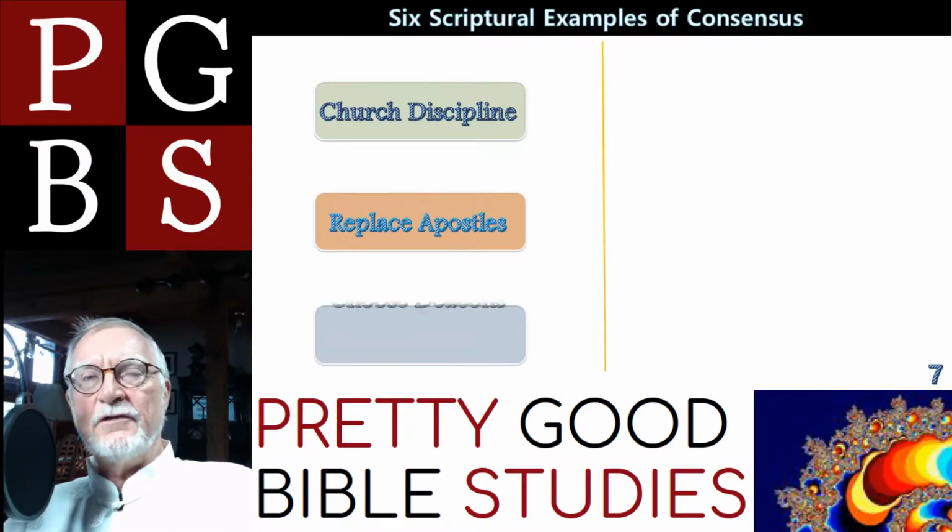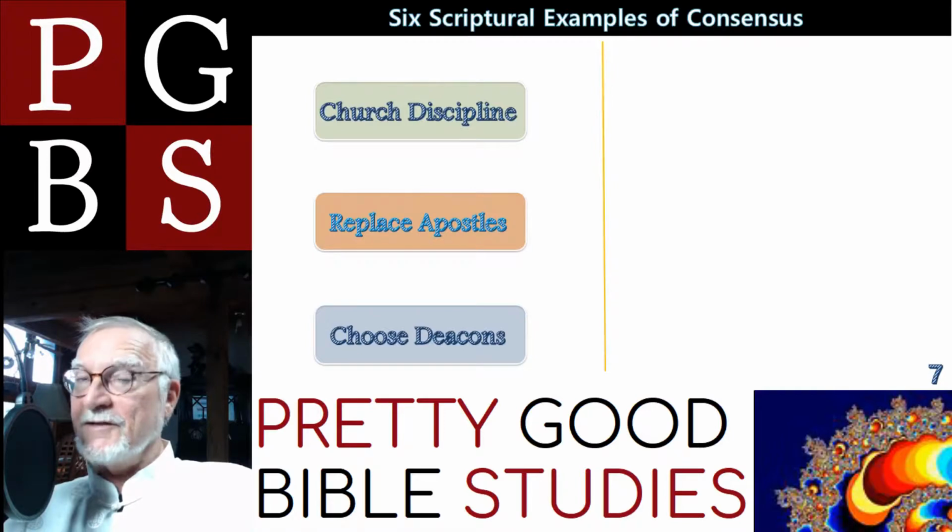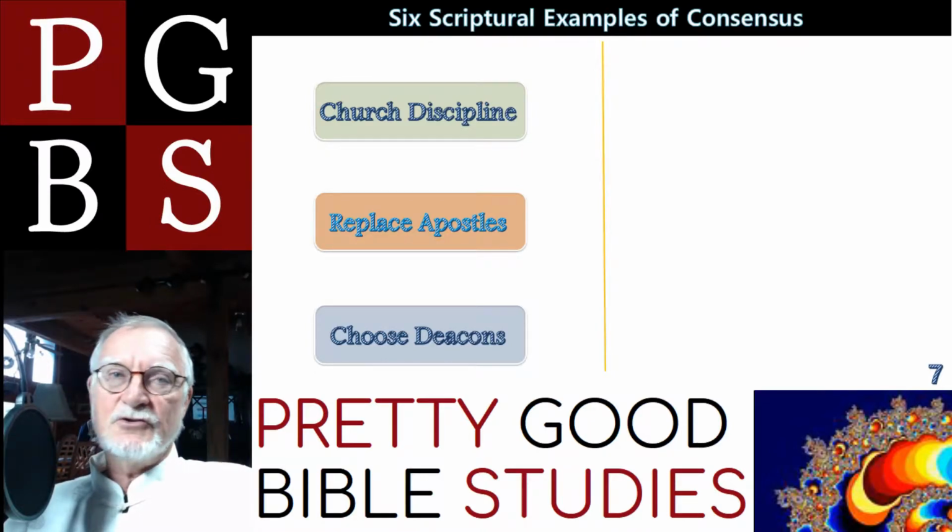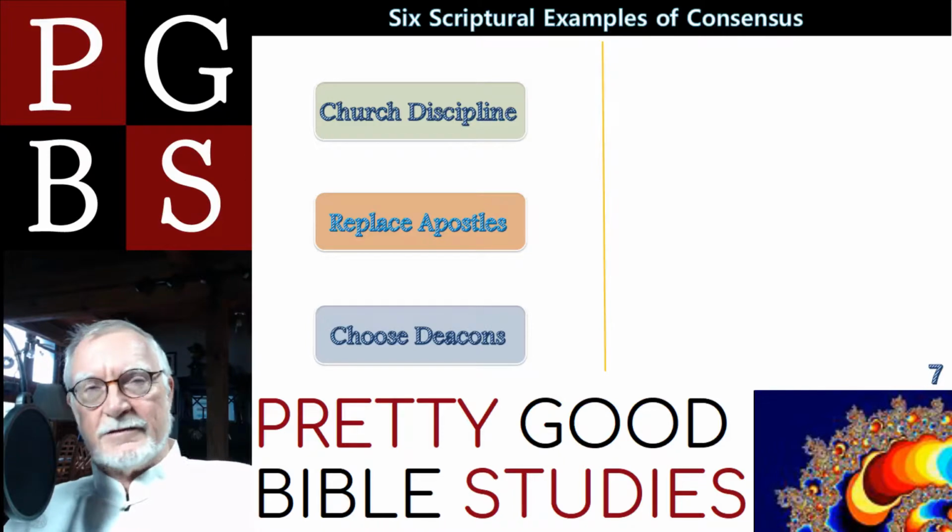Here are the first 3. Number 1, church discipline. That's serious business, as I said. Replacing an apostle, another serious decision in the New Testament, was done by consensus, as I'll show you. Choosing deacons, another serious decision done by consensus.